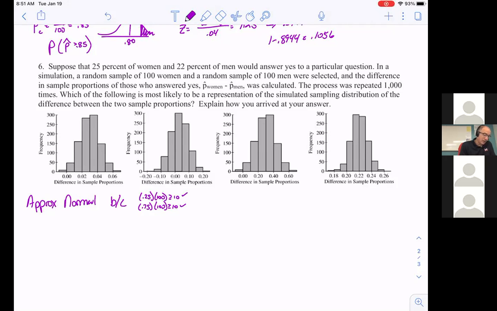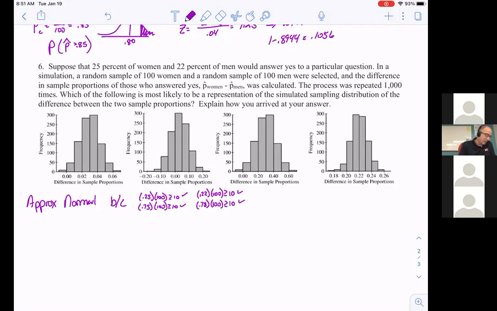We have to do the same exact thing for the men coming in at 0.22. So again, both successes and failures end up being greater than or equal to 10. So we're going to expect this distribution to be approximately normal. Which really didn't help me out because all of those distributions are approximately normal.